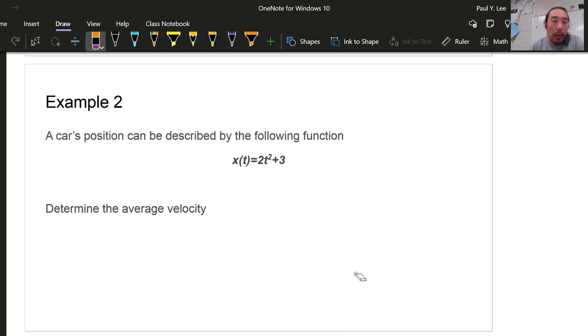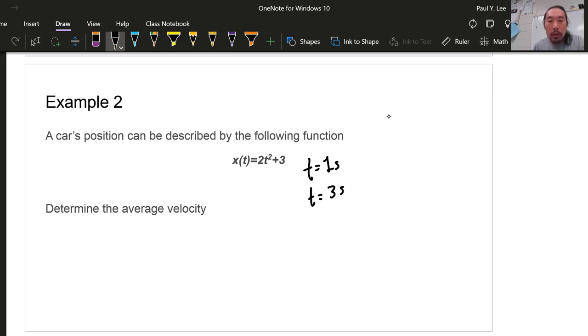A function. Sometimes you'll be given a function and you'll be asked to find different things about it. In this case, I'm going to ask you to find the average velocity. So this function describes an object's motion, or the object's position with respect to time. So let's take a look at from 1 second to, say, 3 seconds. What is the car's average velocity between these 2 points in time?